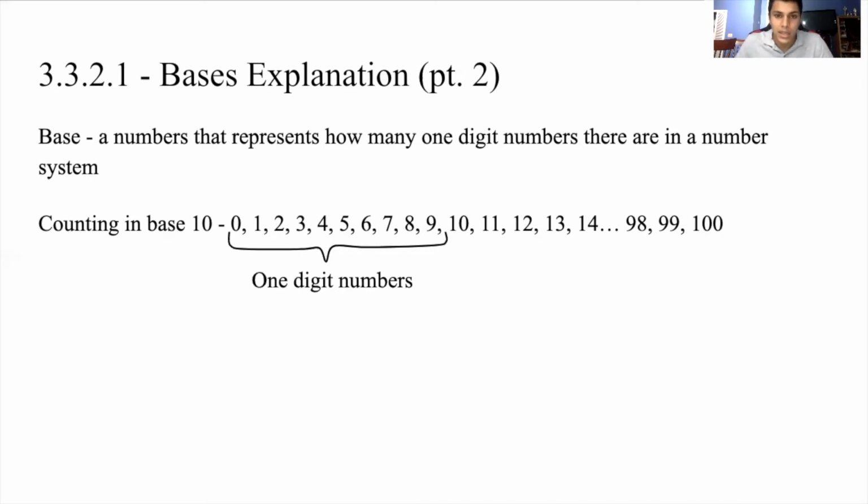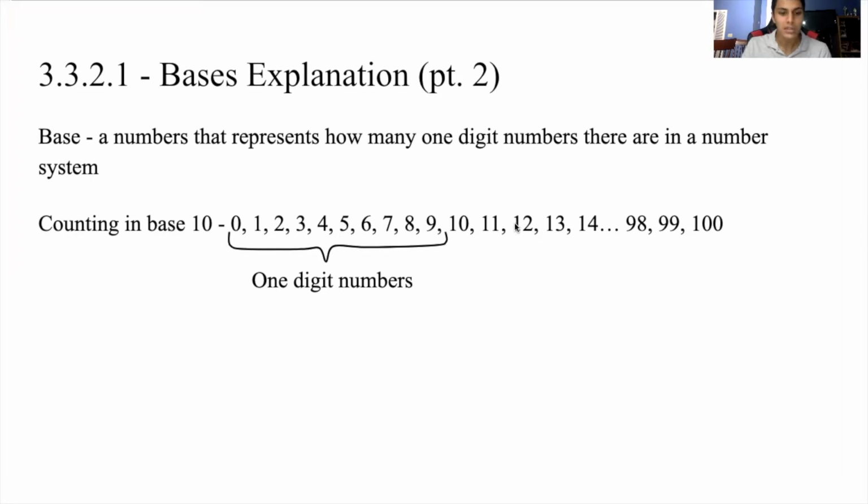Now, it's called base 10 because specifically in base 10, you have 10 one-digit numbers. That's what a base means. Remember, it's a number that represents how many one-digit numbers there are in a number system. And if you counted how many one-digit numbers you have in base 10, you have 0, 1, 2, 3, and 4. That's 5 total. Then 5, 6, 7, 8, and 9. And that's 10 total one-digit numbers in base 10. So this is what changes from base to base.